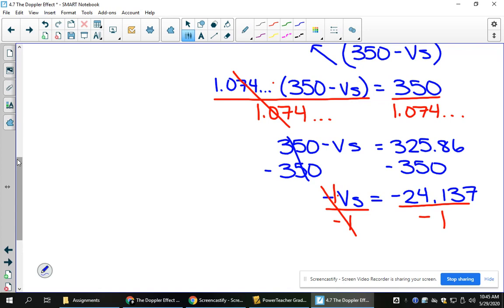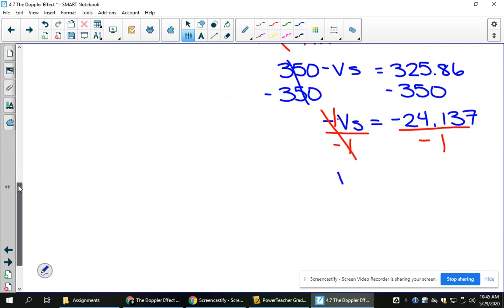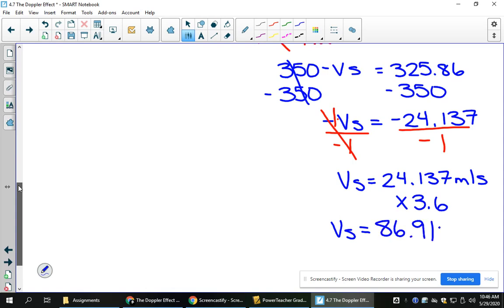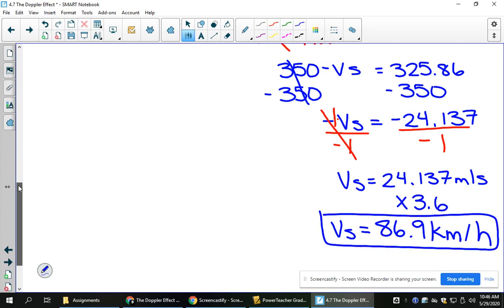What does dividing by a negative do? Switches the sign. That's literally it. So VS is just equal to the positive version of this, which is naturally going to be in meters per second. And our last step, if we reread the question, it says express your answer in kilometers per hour, is I'm just going to take this decimal on my calculator, multiply by my conversion factor of 3.6, and I get the speed of the source to actually be 86.9 kilometers per hour.